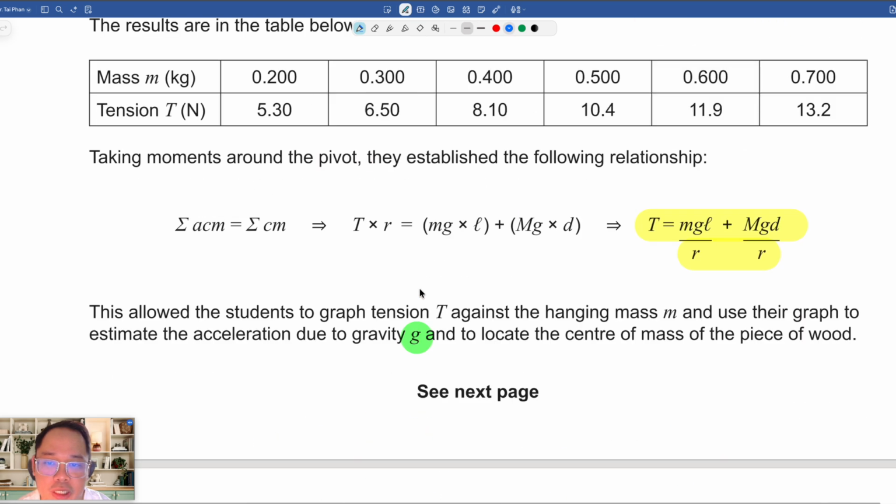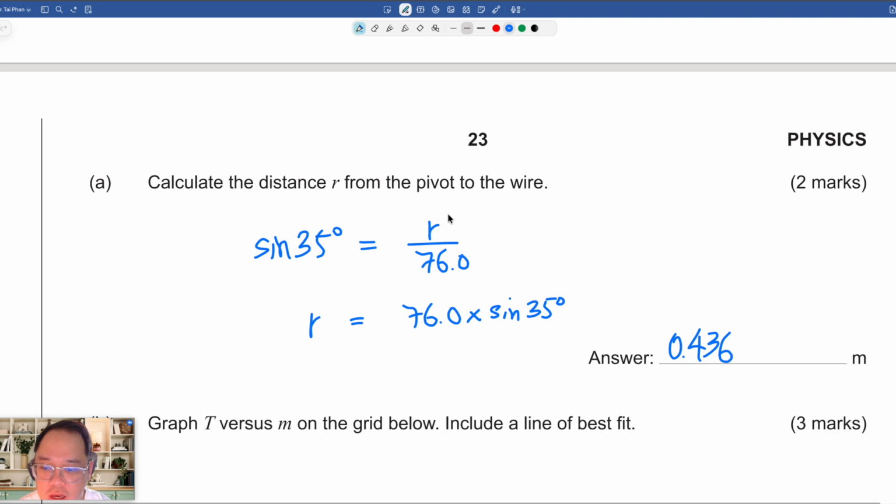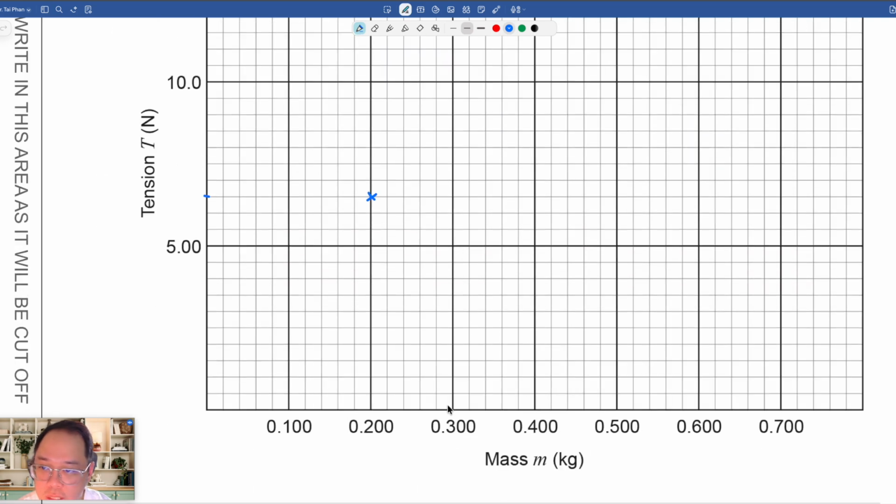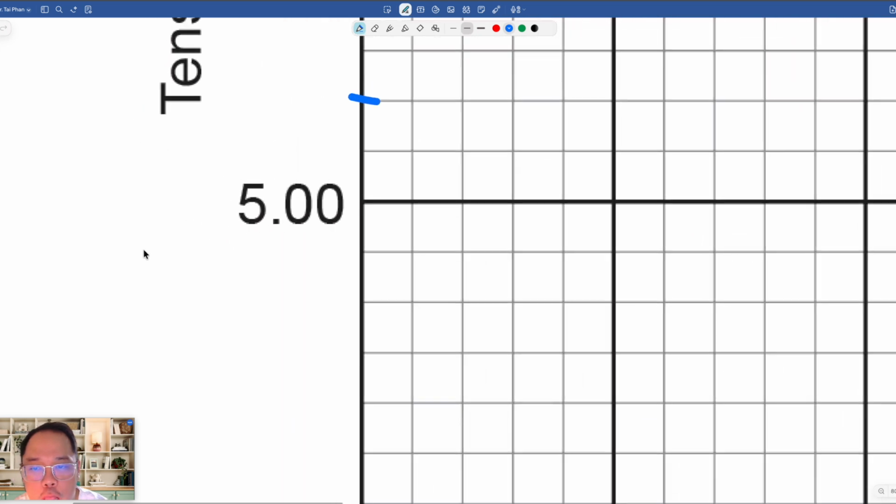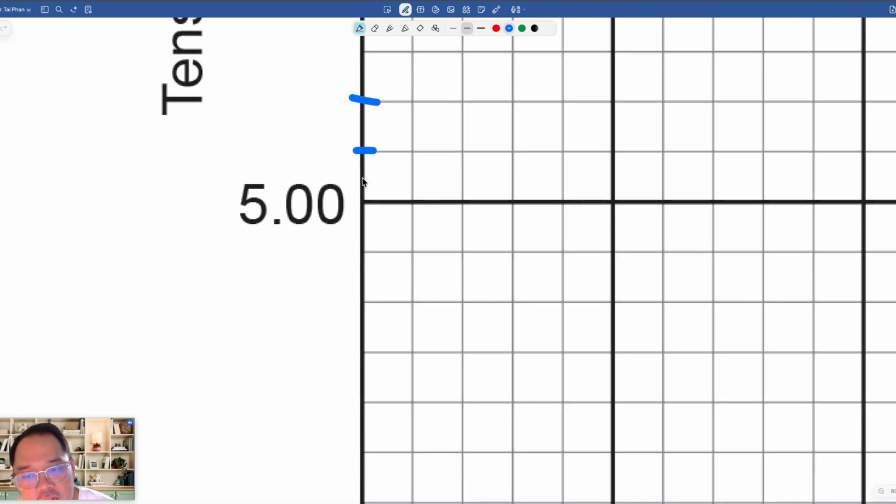Second point, the mass is 0.3 kilogram and the tension 6.5. Oh, sorry, I think I made a mistake here. This is not 5.3. We have 6, 7, 8, 9. So 5.3 is between 5 and 6. This is 5.5. 5.3 is here. So the first point is this point.